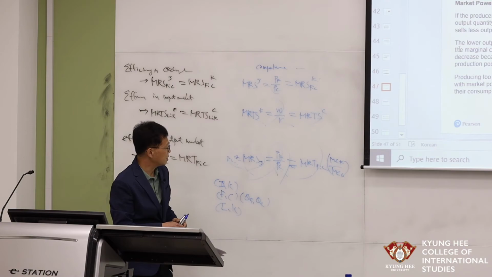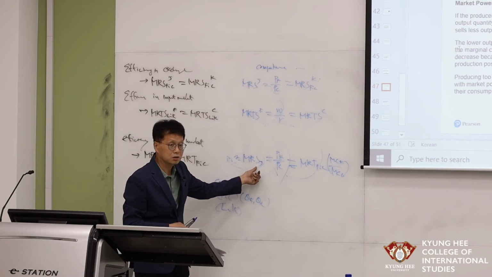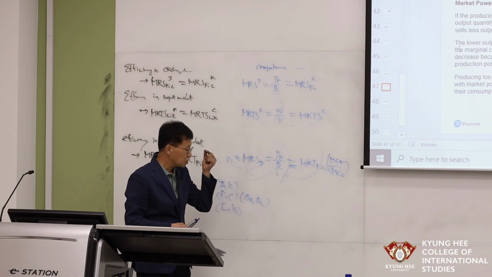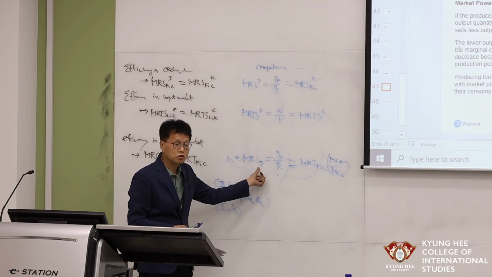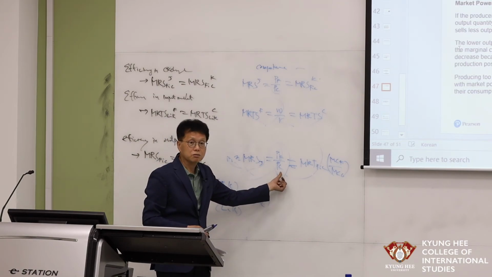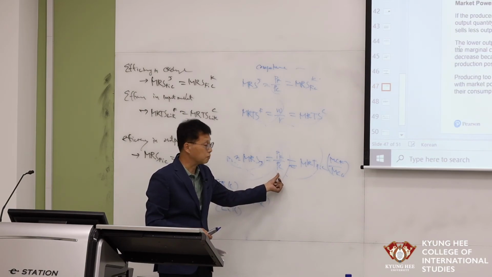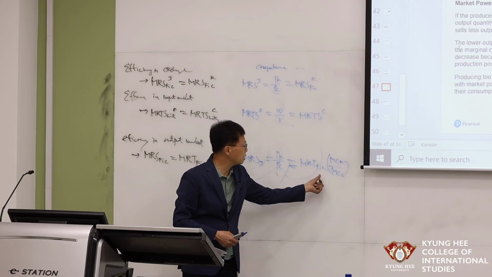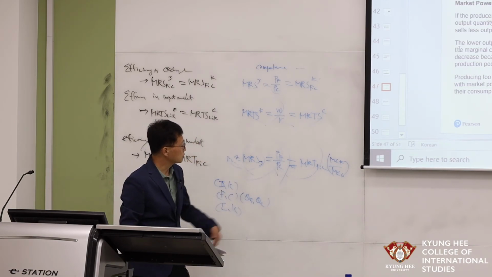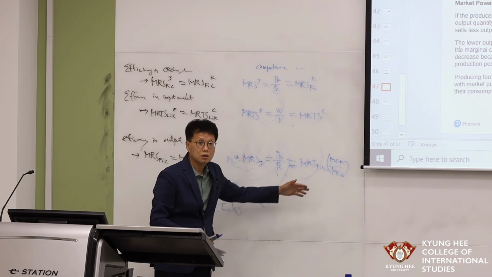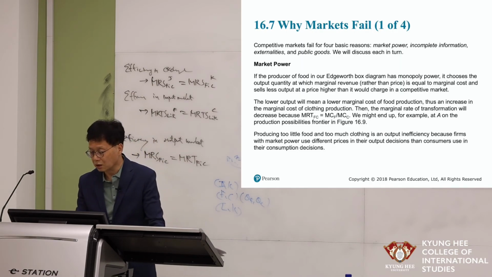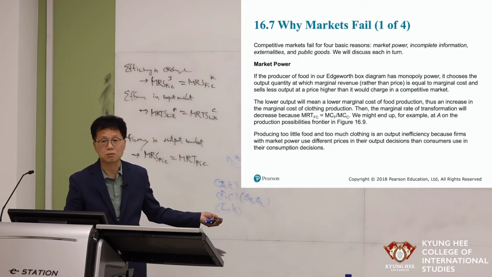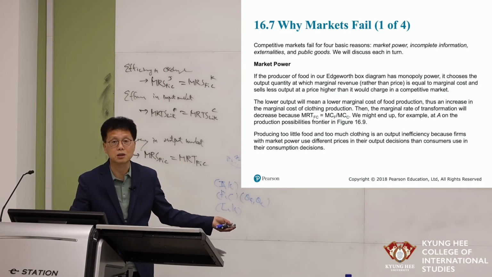MRS is the exchange rate from the perspective of consumers. Their exchange rate of food in terms of goods evaluated by consumers should be equal to the market price of 2 goods, the relative price of food in terms of clothing, right? That is the market price. And MRT is the exchange rate of food in terms of clothing from the perspective of producers. 3 evaluations are perfectly the same, right? That is actually general equilibrium and a summary of microeconomics.